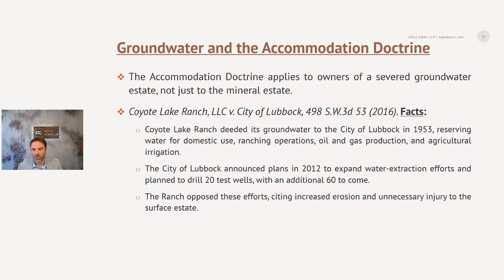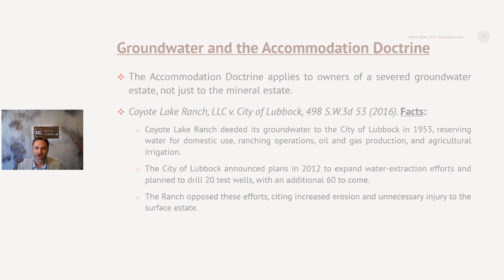And the city came back and said, well, look, we're a bigger city now. We need a lot more water. So we're going to come in and drill 20 test wells. And then we plan to drill another 60 on your ranch. As you could probably imagine, the ranch was not thrilled to hear about this. They opposed these efforts. They cited increased erosion, unnecessary injury to the surface estate, and, not only that, but draining their rights to use the water for their activities.